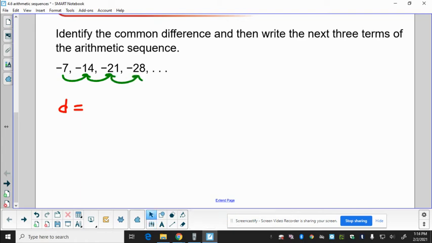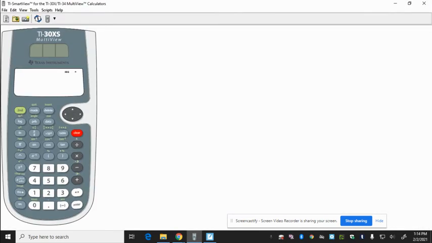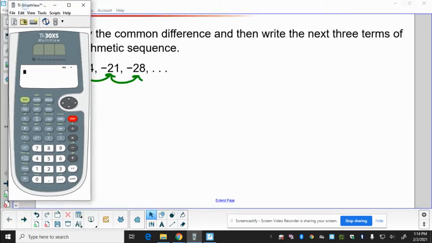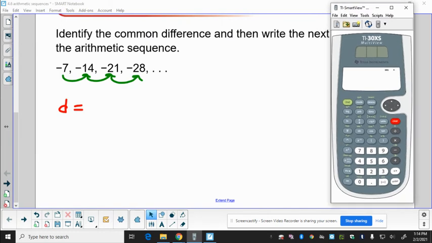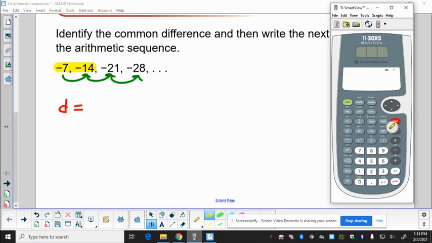Now, if you ever have trouble figuring this out, there's a shortcut. And it's kind of like our slope formula. Remember how we have the y2 minus y1 over x2 minus x1? So if you were to take two terms from your sequence, let's see if I can get this to behave. There we go. And what I'm going to do is focus on two of these terms. And I will subtract them in opposite order, or reverse order.